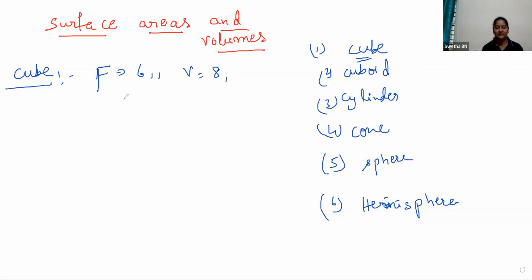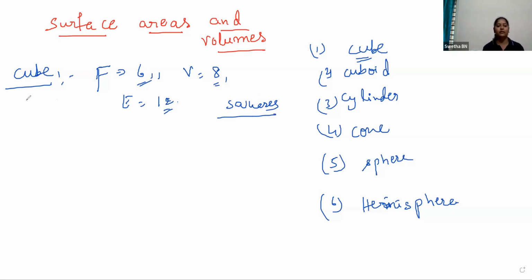Okay, how many edges are there? Count and tell me fast. Ma'am, 12 edges. Okay, so all these are the same for both cube and cuboid. There are 6 faces, 8 vertices and 12 edges. But how are the 6 faces in a cube? All are equal, means squares, right? Yes, all are squares. What about cuboid? They are rectangles, right?